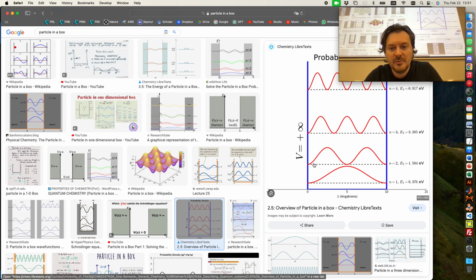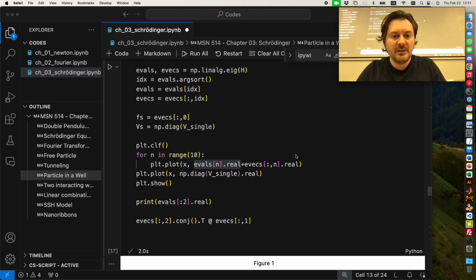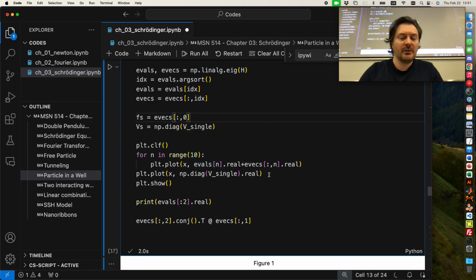By the way, you might ask me why it's not going like a sine, because this one is sine squared. This one is the probability, it's psi squared. That's why it's 2 humps, 3 humps, which is also nice. We can do it as well, but let's not do it.